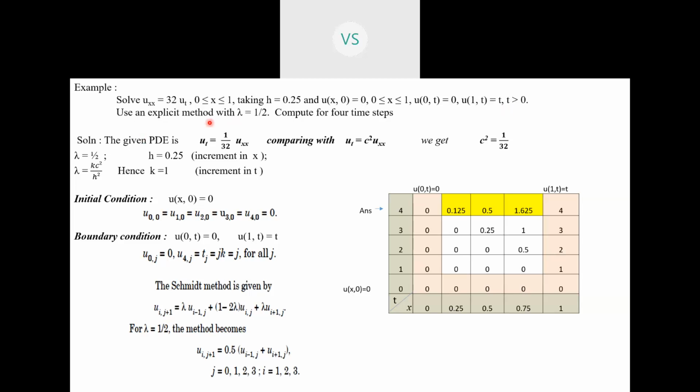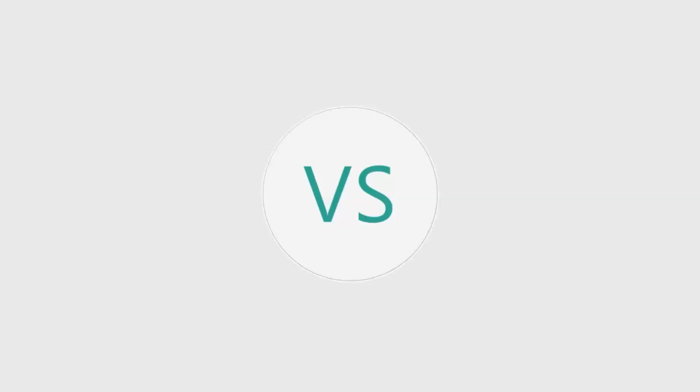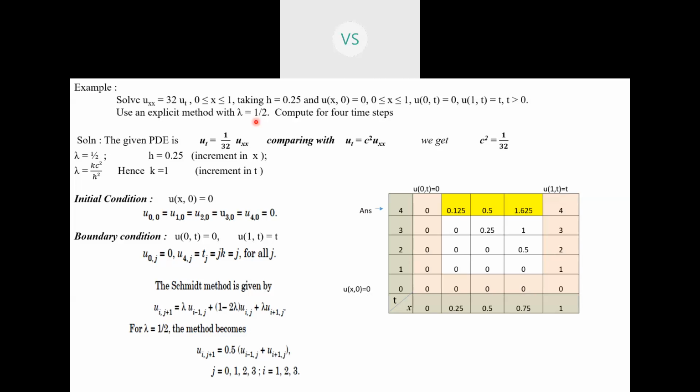Use an explicit method with lambda is equal to 1 by 2. Now here they have given you the value of lambda. They have not given you the value of k, but they have given you the value of lambda, which is equal to 1 by 2. And they have told you to compute for 4 time steps, which means you have to consider 4 time steps. Now why is this told?